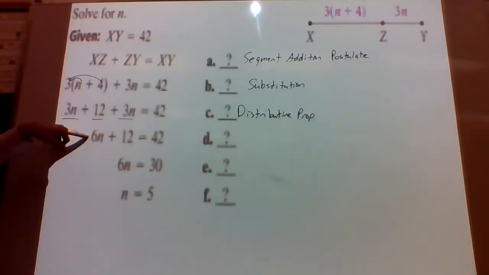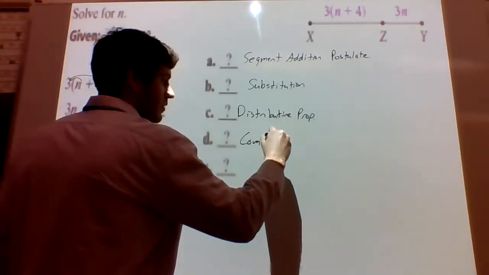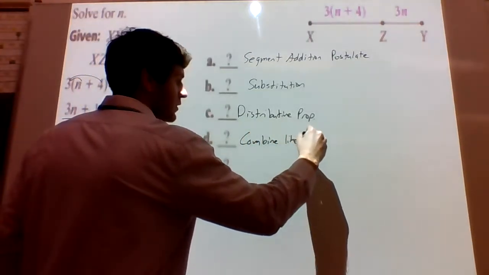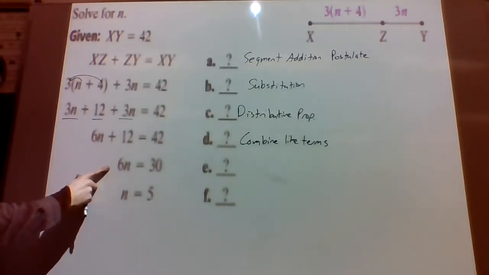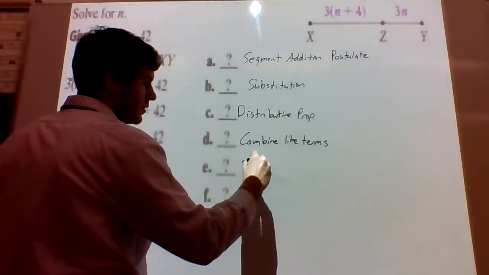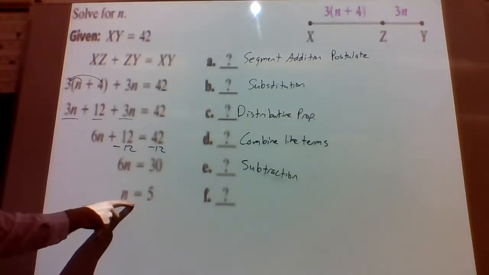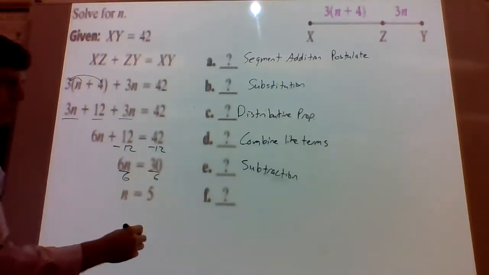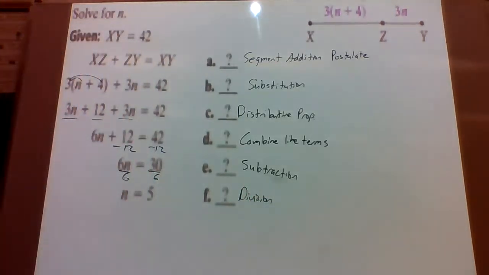Next step for D, how did we get 6n? We did addition or combine like terms, whichever you prefer. Combine like terms is fine. Or we can do addition. Then we have 6n equals 30. How do we get that? Well, we do subtraction. We subtract 12 from both sides. So here is subtraction. And the last one, how did we get n equals 5? Well, we divided by 6, so we did division.